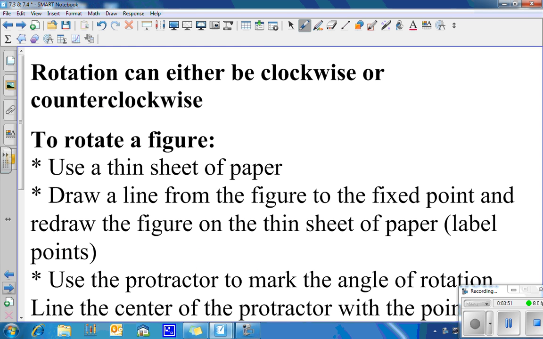Here's how you would do a rotation, counterclockwise or clockwise, if you had to do it by hand. You want to use a thin sheet of paper, something you can see through. We call it trace paper, patty paper, or any thin sheet of paper that you can see through. You want to draw a line from the figure to the fixed point, okay, the point that you're being rotated about. And you want to redraw the figure on that thin sheet of paper and label the points. Then you want to use a protractor to mark the angle of rotation, and I'll show you how to do that by hand on another video.